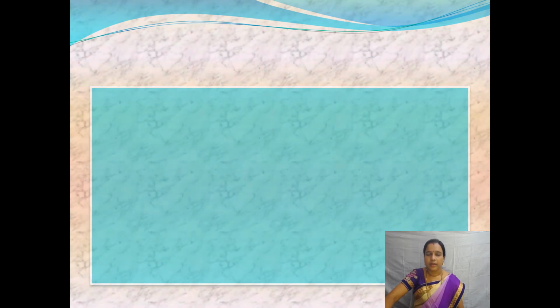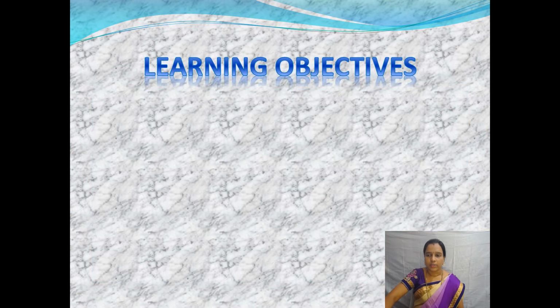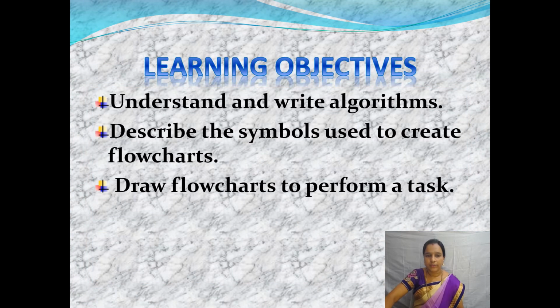Next, learning objectives. Whatever we are learning in this chapter, children, first understand and write the algorithm. Then describe the symbols used to create a flowchart. So what are the different types of symbols that we use to draw flowcharts, and draw flowcharts to perform a task.